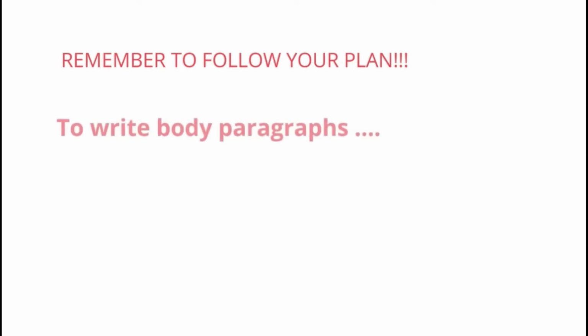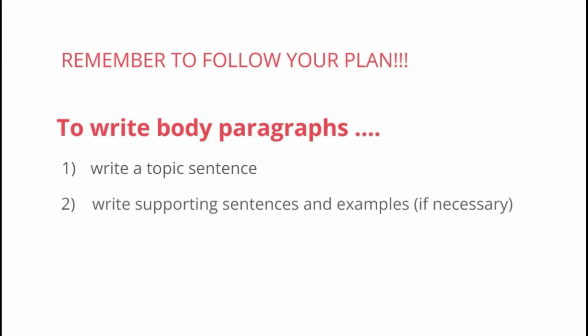So, to write your body paragraphs, you need to first write a topic sentence. What is it? It's a sentence that expresses the key idea of your paragraph, and then write the supporting sentences and examples if necessary. Supporting sentences are the sentences that explain why your key idea is right, and example sentences may be used to give more information about the ideas from the supporting sentences.